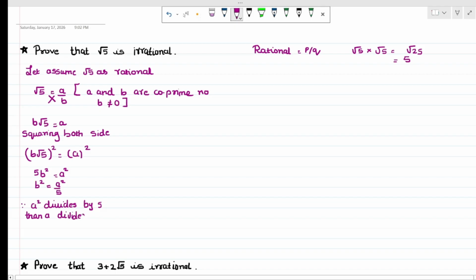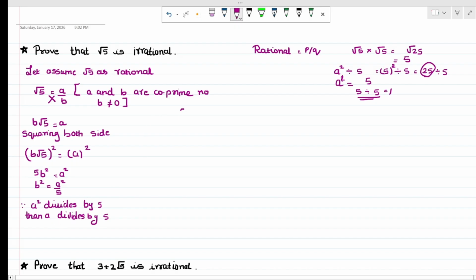Let me show you with the help of an example. If I am taking my a as 5, then a square is 5 square, that means 25, and it is divisible by 5. Yes, it is divisible. So if a square is divisible by 5, then a will also be divisible by 5. My a is 5, and 5 is also divisible by 5.